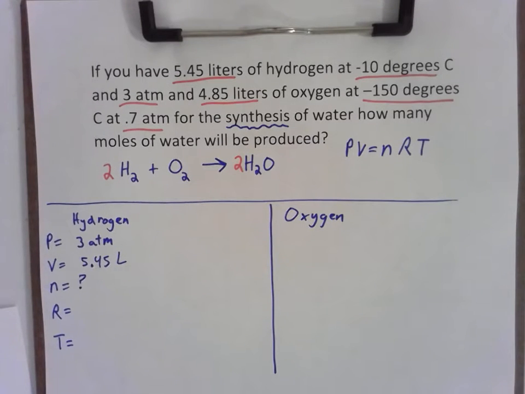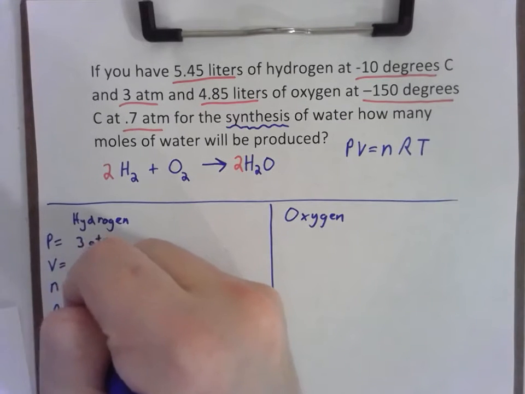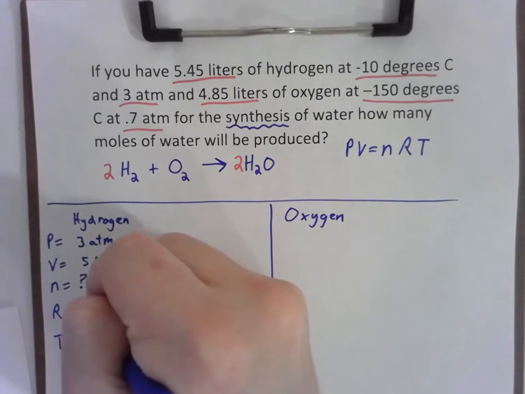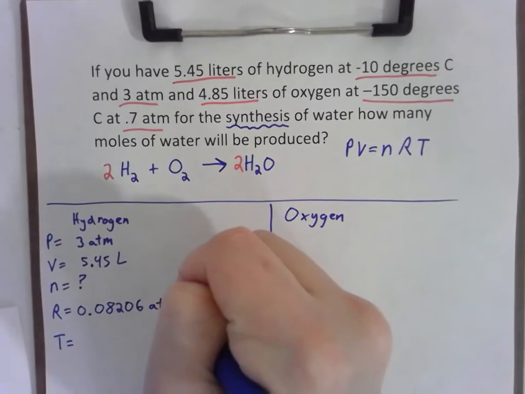And then the R value, well, since I'm using atmospheres, I'll need to use an R value that agrees with that pressure unit. And that would be this one, and that would be labeled like this.